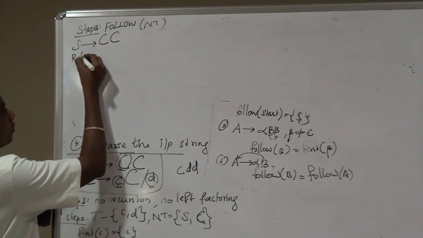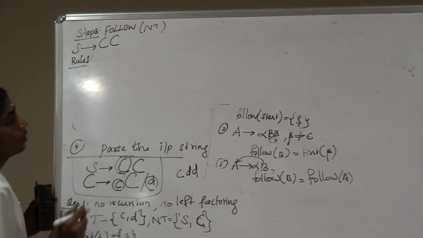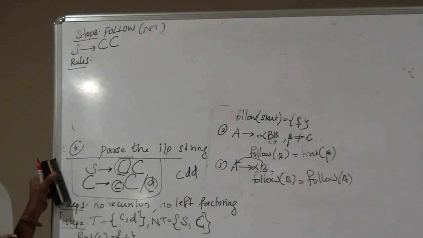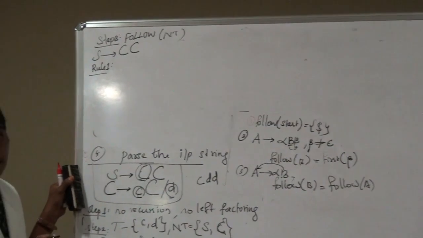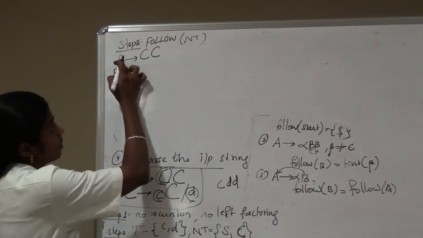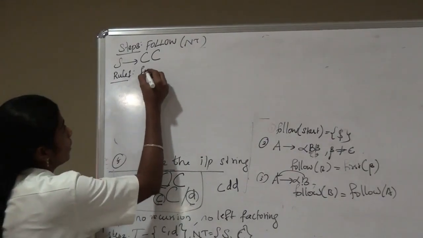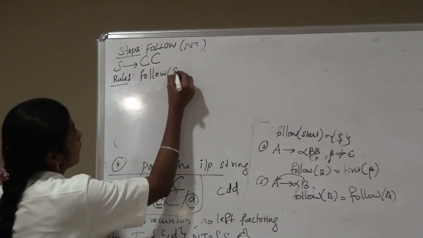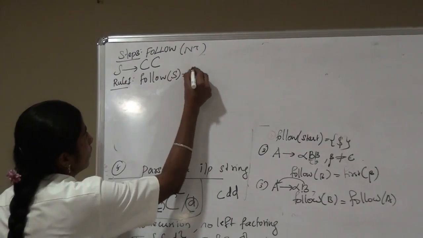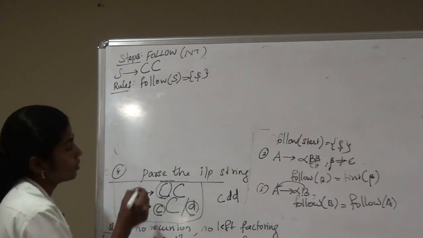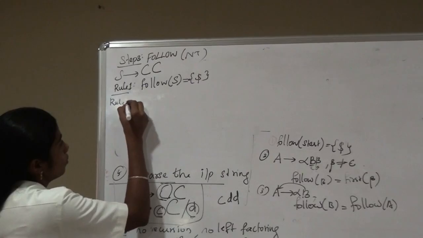So I apply rule 1. What is my rule 1? Rule 1 is applicable only for the start symbol. So what is my start symbol? S. So I write follow of capital S is $. Follow of capital S is $. Then what about rule 2?